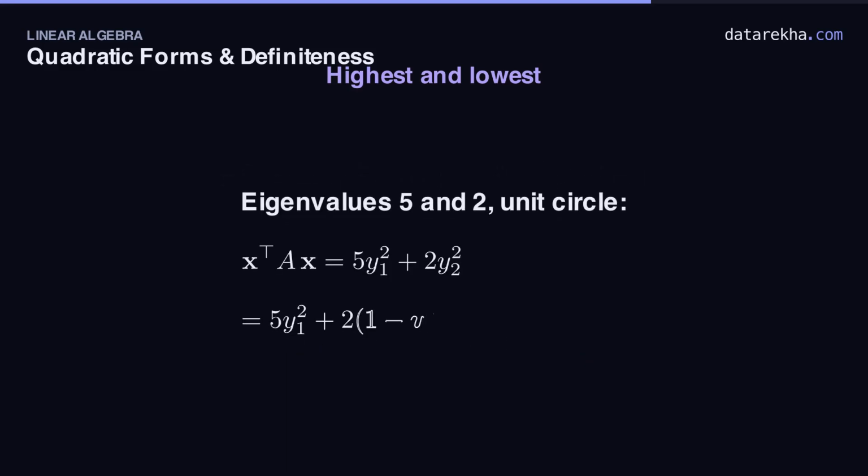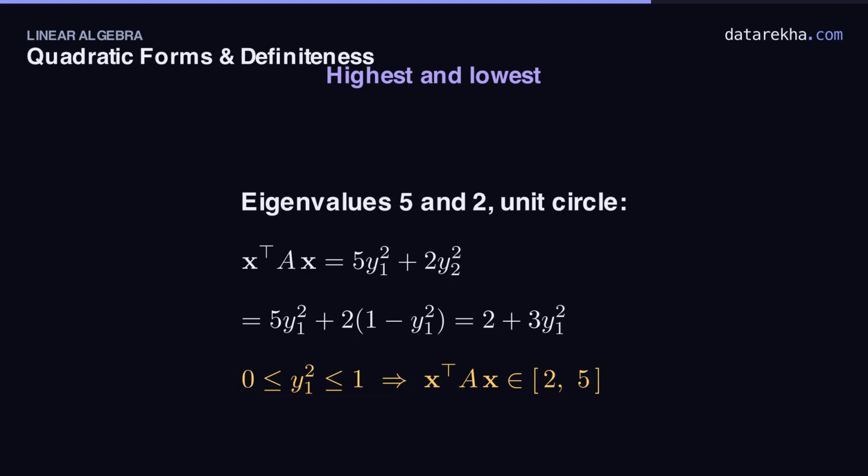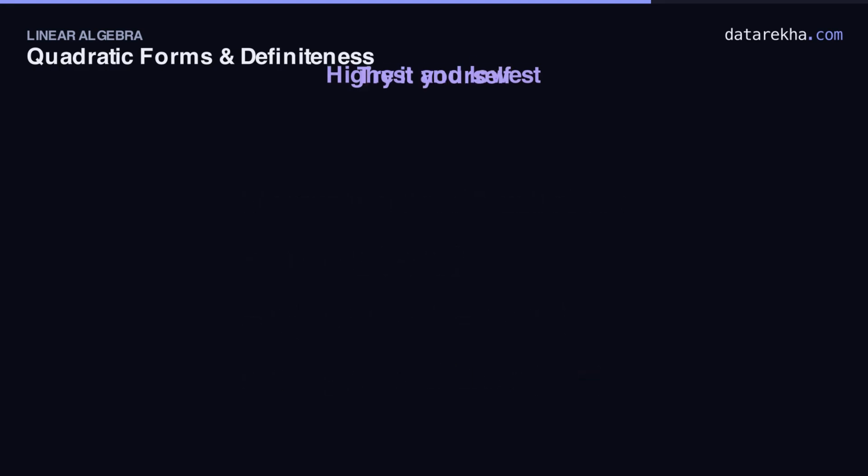Make it concrete. Say A has eigenvalues 5 and 2. In the eigenvector basis, the form is 5y1 squared plus 2y2 squared, which tidies to 2 plus 3y1 squared. As y1 squared runs 0 to 1, it sweeps from 2 to 5.